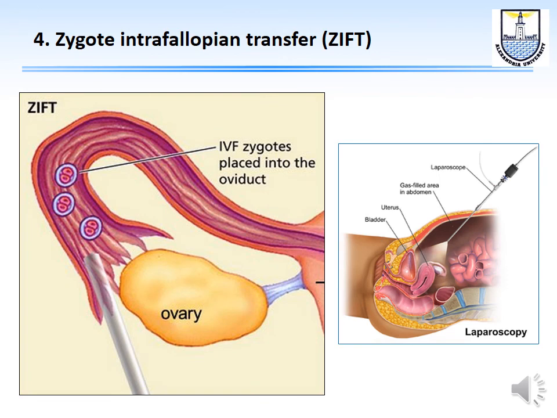Another possibility, of course, is to do zygote intrafallopian transfer, to do the embryo transfer through the fallopian tube. But of course, this is only if the fallopian tubes are clear, like cases of ICSI, for example. But of course, this is a more complicated answer to the problem.